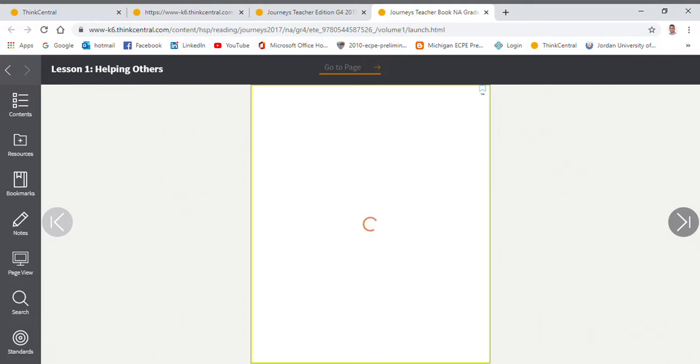So we're done with the literature part, and now we're going to move to the grammar part. We're going to start with the vocabulary strategy, decoding and spelling, grammar, then writing. So first of all, we're going to start with the vocabulary strategy. Just give me a minute until we have this page.